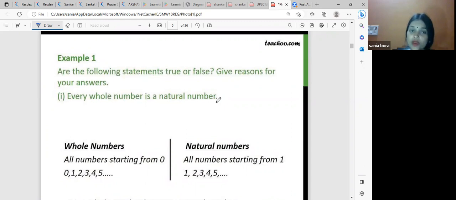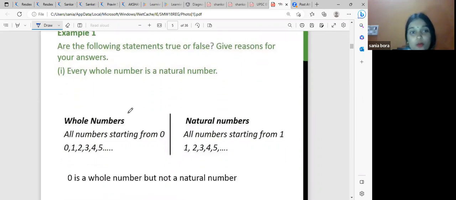Over here, when you get this example, the very first question that comes to you is, ma'am, what is a whole number and what is a natural number? Natural numbers start from 1, 2 to infinity. So what is a whole number? Whole number is 0, 1, 2, 3, 4, 5, and natural number is 1, 2, 3, 4, 5, right? Why?